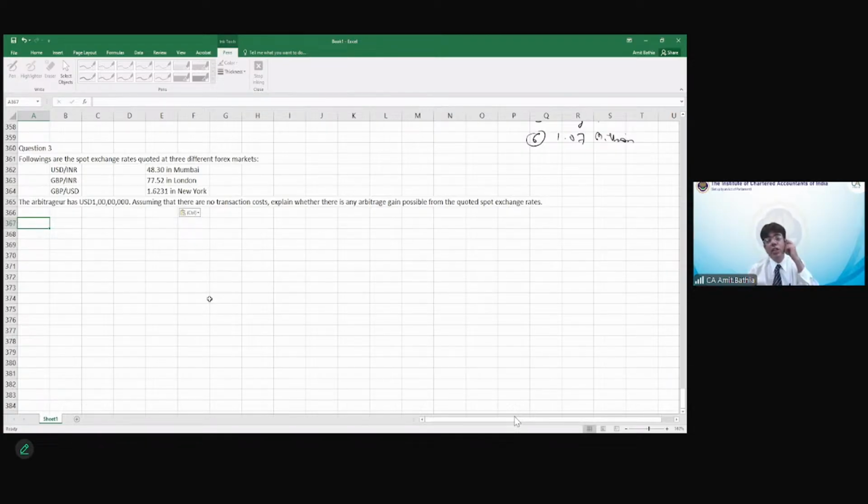The arbitrager has USD 1 crore. Assuming that there are no transaction costs, explain whether there is any arbitrage gain possible from the quoted exchange rates. Is there any arbitrage gain possible over here? That is what we have to calculate. Now, first and foremost, before we start, do you find any anomaly over here?